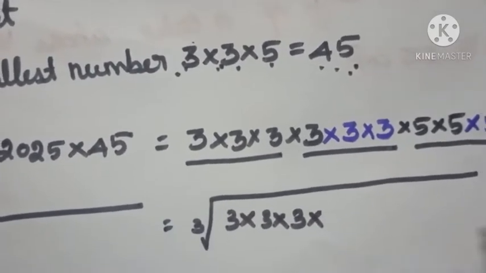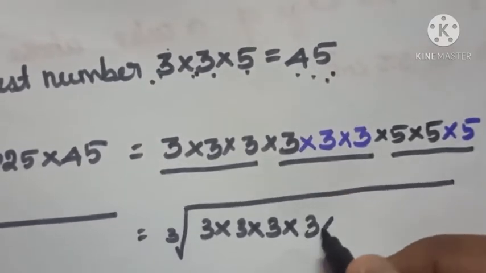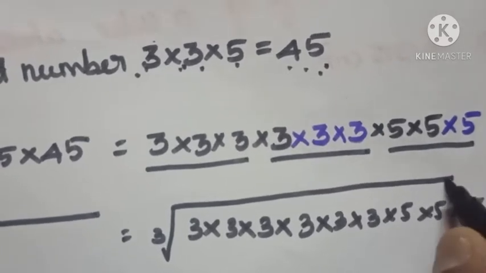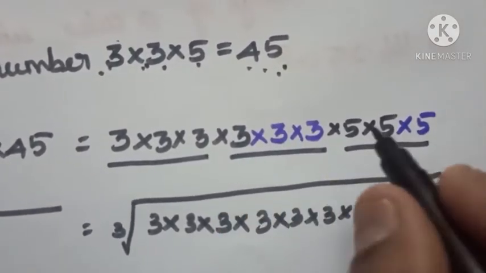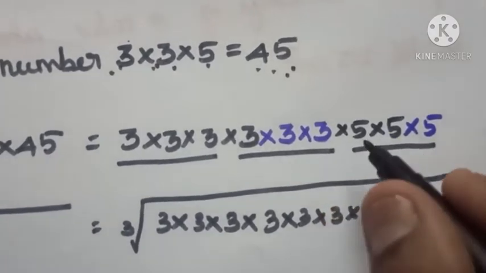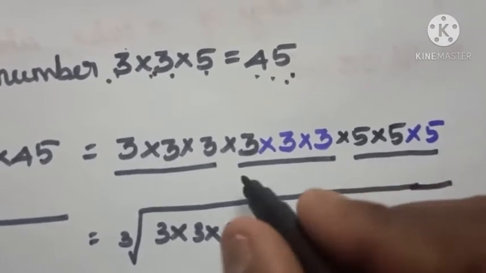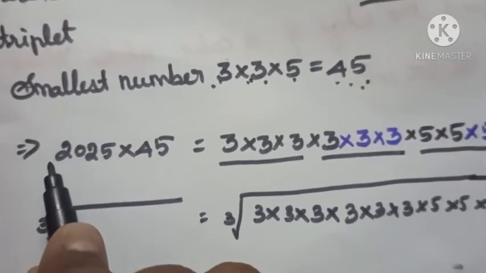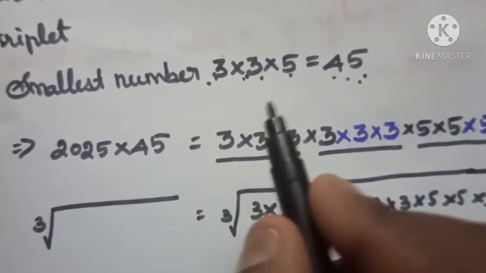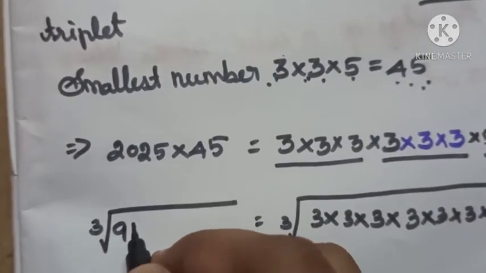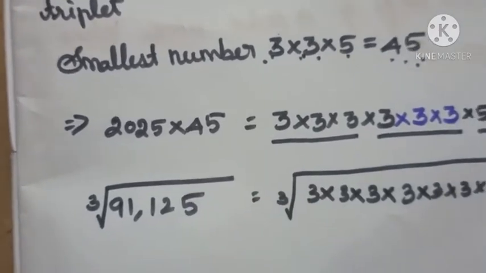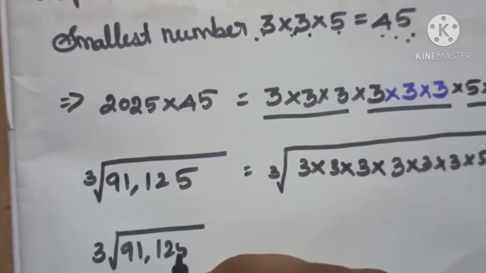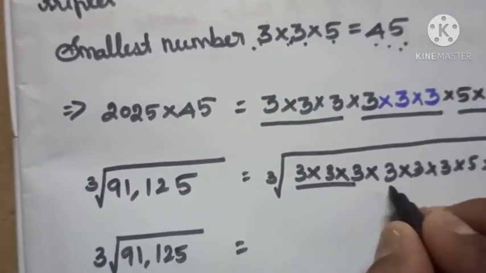Just write it all in the same color. Okay, 3 into 3 into 3, 5 into 5 into 5. For your clarity, I show the new factors in a different color, the factors we add to make the number a triplet. Okay, so now you can check the value of 2025 into 45. So we get 91,125. Okay, so the cube root of 91,125 is equal to, you can make this triplet.